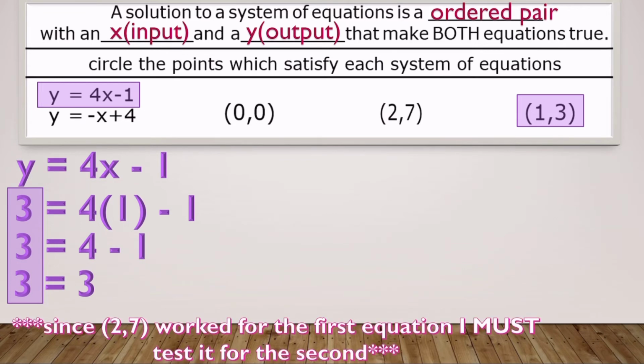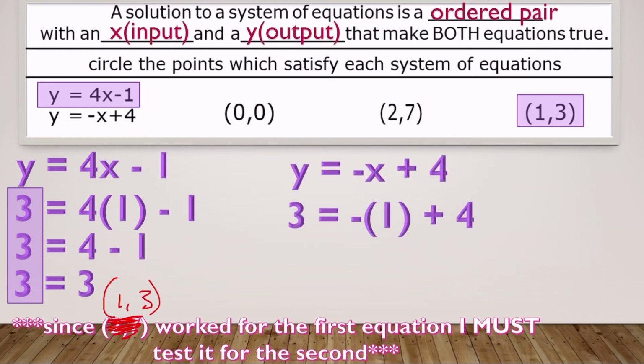Okay, don't change it. There's nothing else to do with it. So since it worked, and this should say 1, 3, so since 1, 3 worked for the first equation, I must test it in the second equation. So then take a look. I replace y with 3, x with 1. So again, the 3 is not being changed. I just have negative 1 plus 4, which is 3.